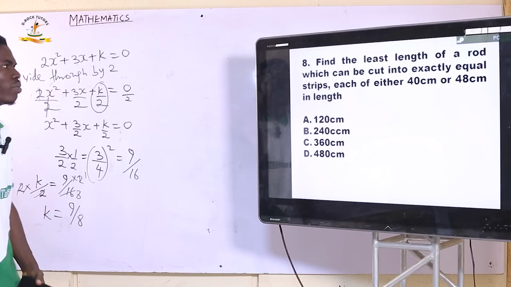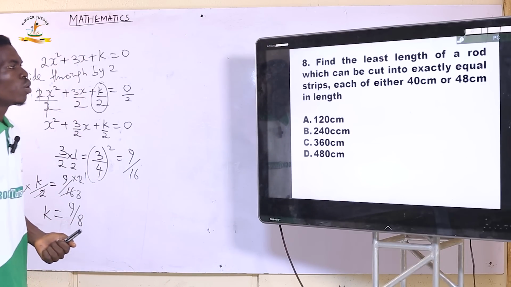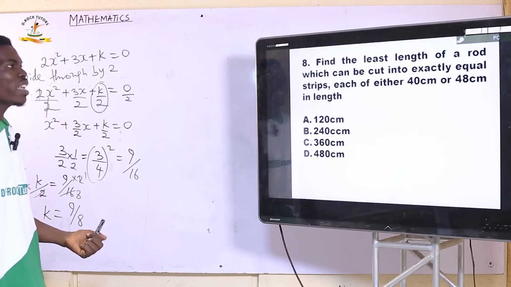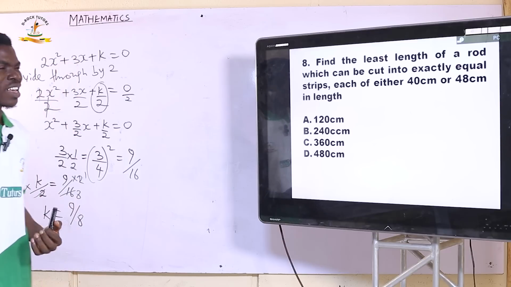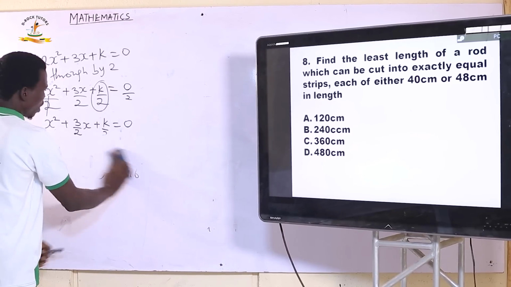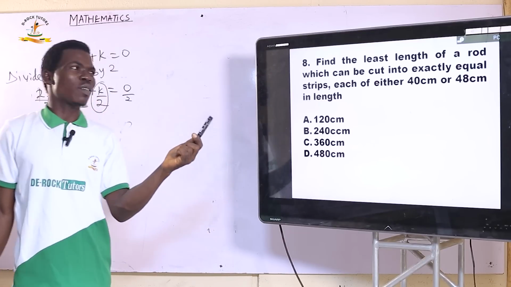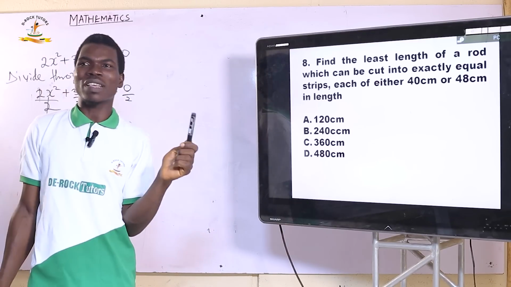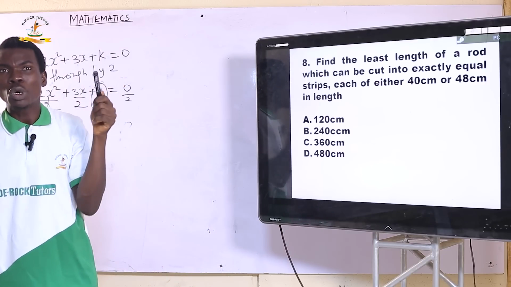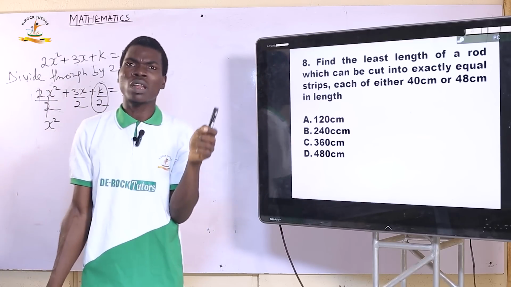Next question. Alright, the question says, find the least length of a rod which can be cut into exactly equal strips, each of either 40 centimeter or 48 centimeter. And you just need to understand the question before you start anything. So we want to see which of these options 40 centimeter will go into and 48 centimeter will go into without leaving a remainder. That brings me back to your knowledge. Down in primary school, you were taught what? Lowest common multiple.